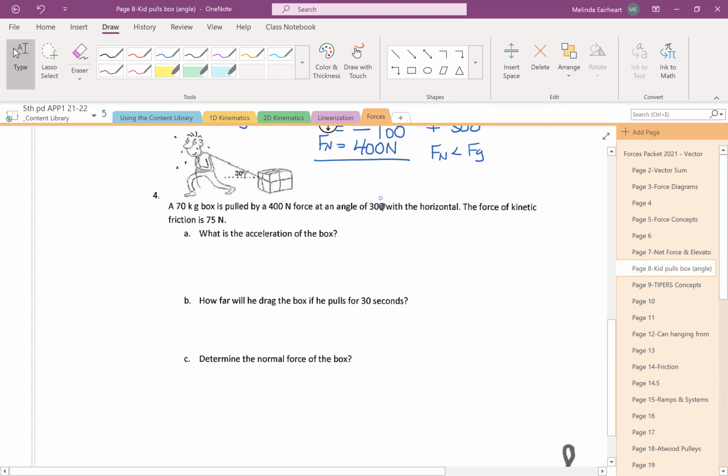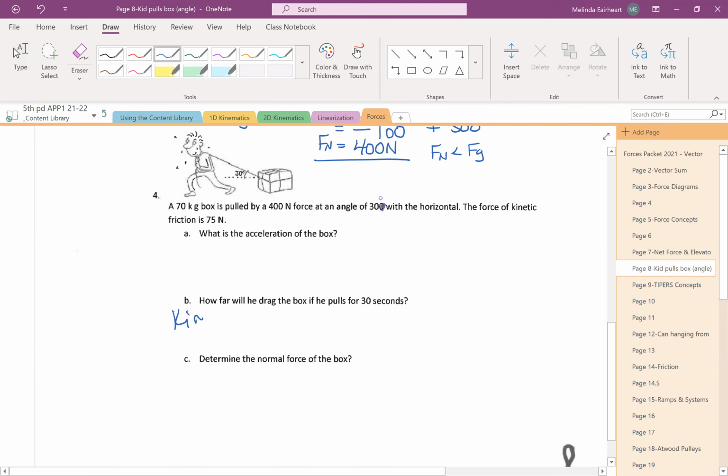So similar but different. Can I ask, do they say the special words, it's moving at a constant speed? No, because earlier, acceleration in both dimensions was 0. But here they're having you solve for acceleration, okay? And then B, how far will the box go in 30 seconds? Sounds like what topic to me?